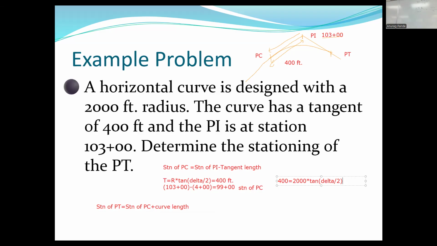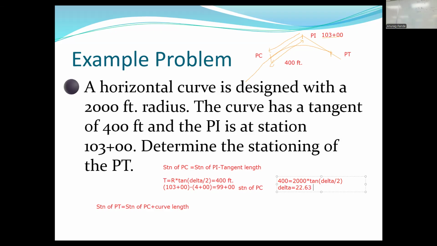I also know that the tangent length is r tangent delta over 2. So I can solve this trigonometric equation for delta, which will give me what? Delta equal to what? You can take out your calculators and tell me what delta is going to be for this equation, so that the tangent length is exactly 400. 22.63.